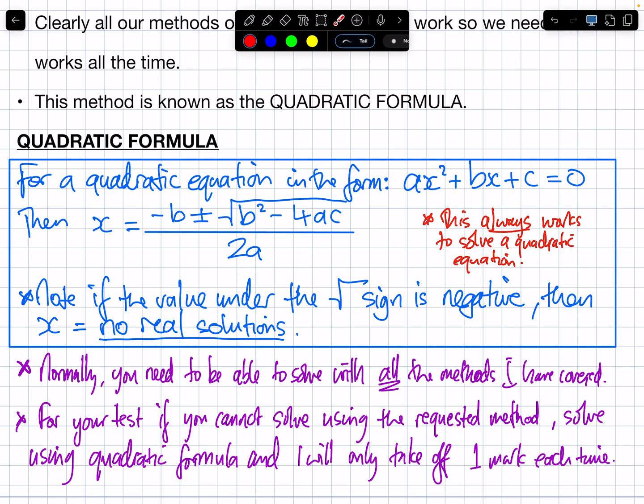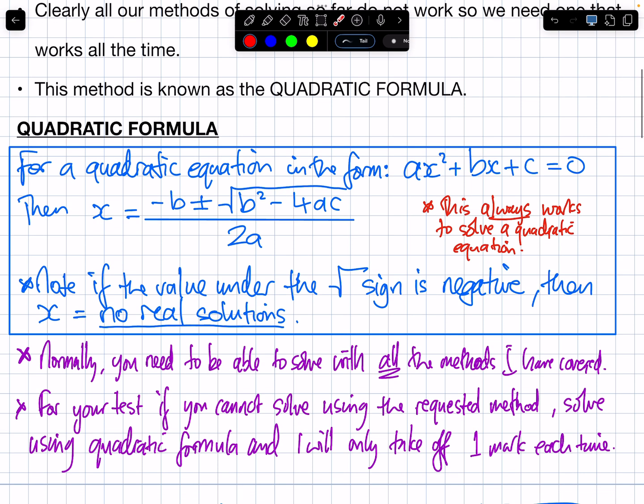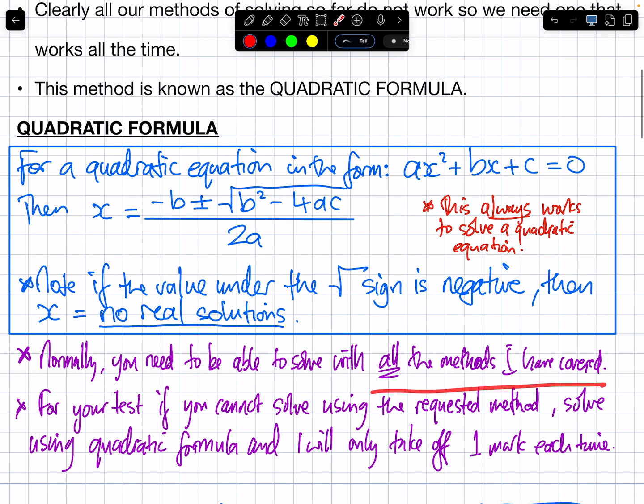You decide, all right? Normally, you're going to need to be able to solve with all the methods I've covered, because you're an Ignite class. For your test, if you can't solve using the method that I want, I'll take you solving with this, okay? But I'll take off 1 mark each time, okay? Does that make sense? I will give you credit for getting the right answer using this, but you'll lose a mark for not doing it the way that I ask you to, okay?